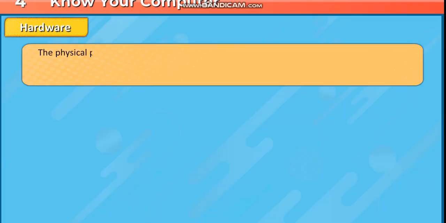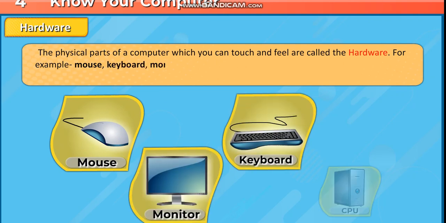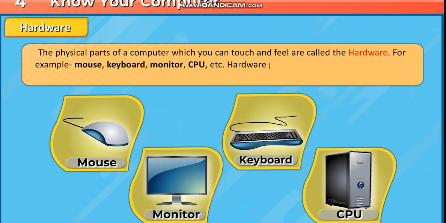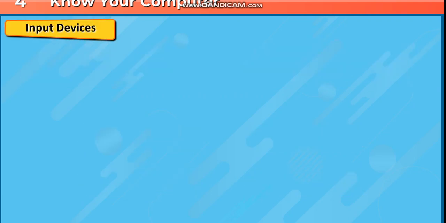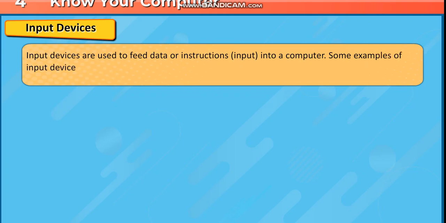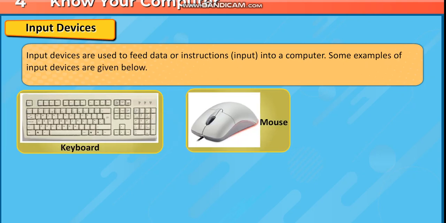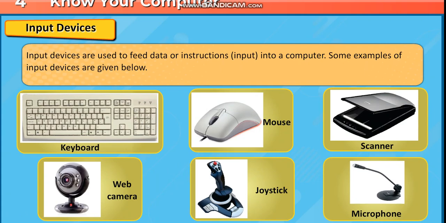Hardware. The physical parts of a computer which you can touch and feel are called the hardware. For example, mouse, keyboard, monitor, CPU, etc. Hardware parts are further classified into the following categories: input devices, processing devices, output devices, storage devices. Input devices. Input devices are used to feed data or instructions into a computer. Some examples of input devices are given below: keyboard, mouse, scanner, web camera, joystick, microphone.